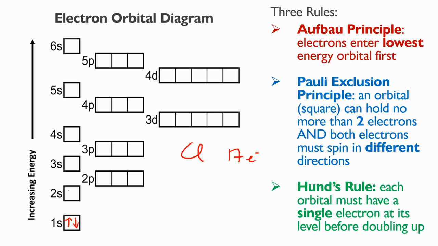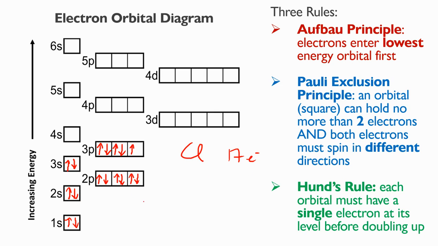1, 2, 3, 4, 5, 6, 7. Now I can double up. 8, 9, 10, 11, 12, 13, 14, 15, 16, 17. All right. So now I have allocated all my electrons from the lowest to the highest I could go. Each orbital has only 2 electrons at most, and they each spin in different directions if there are 2. And each orbital must have a single electron at its level before doubling up. Okay, I followed all my rules.